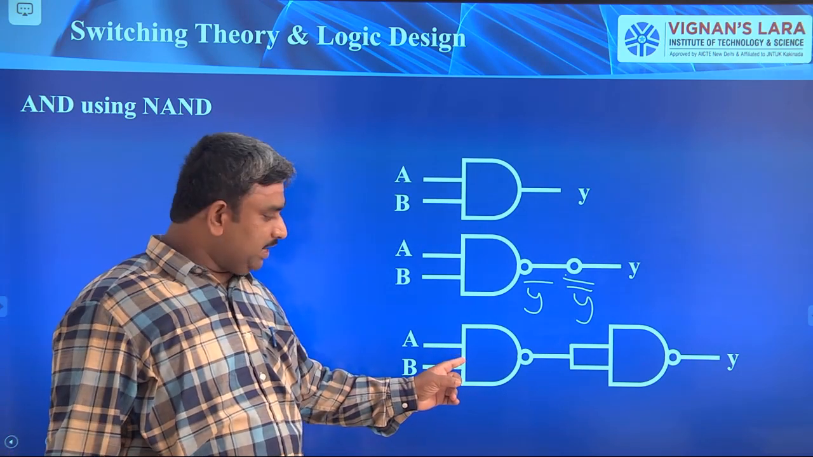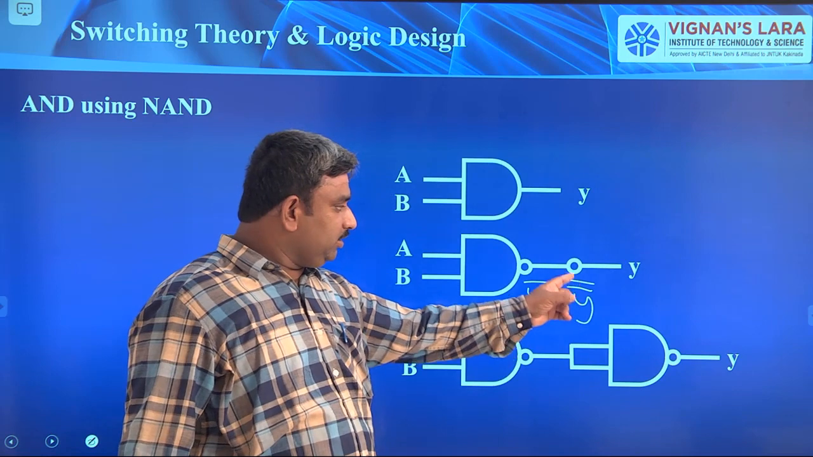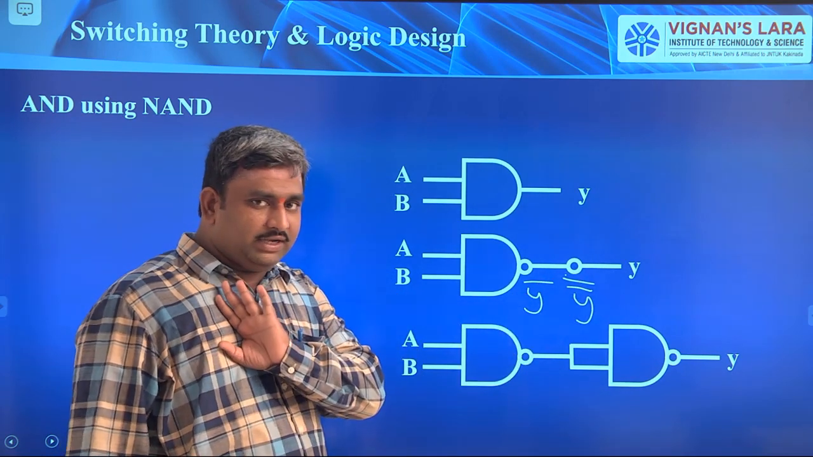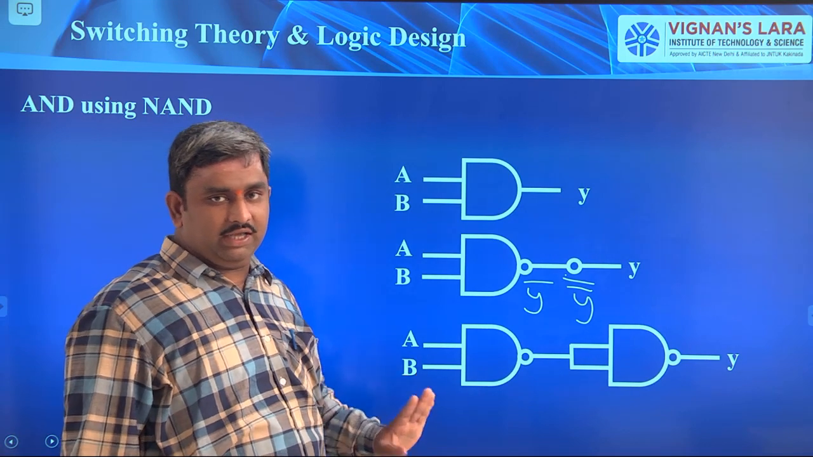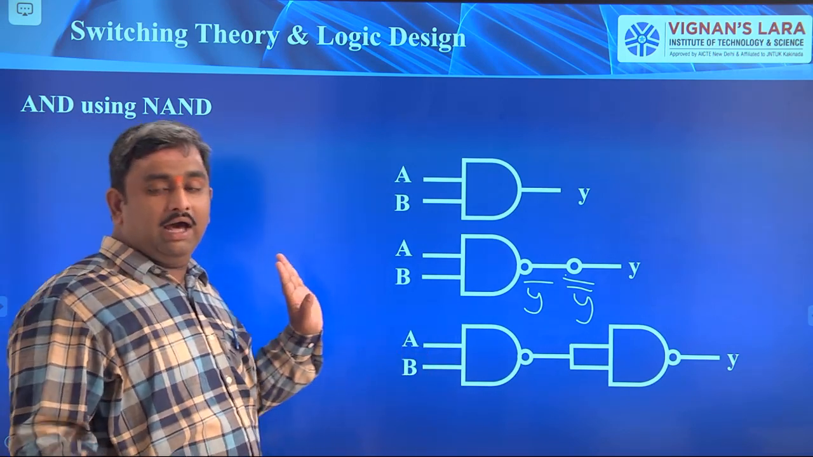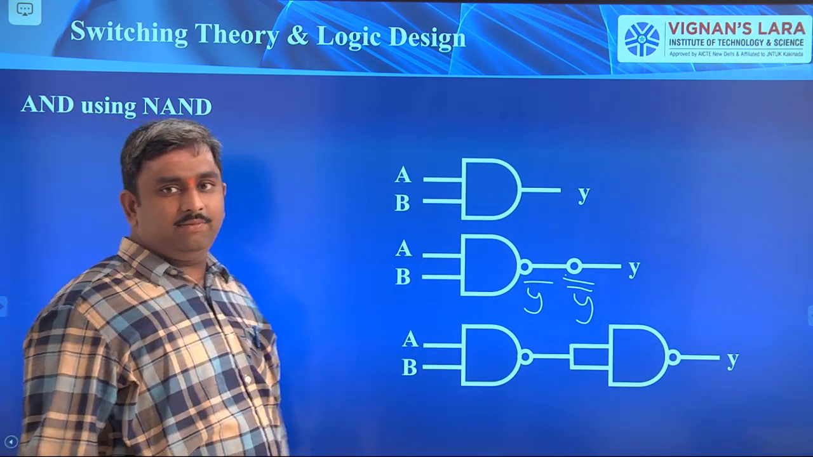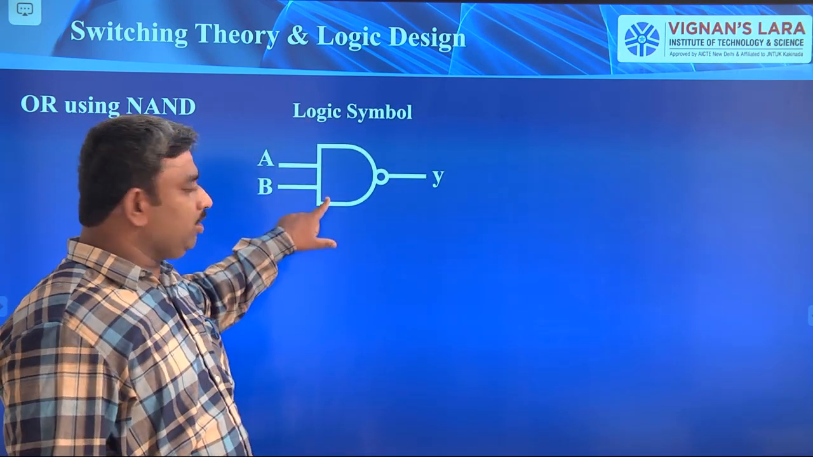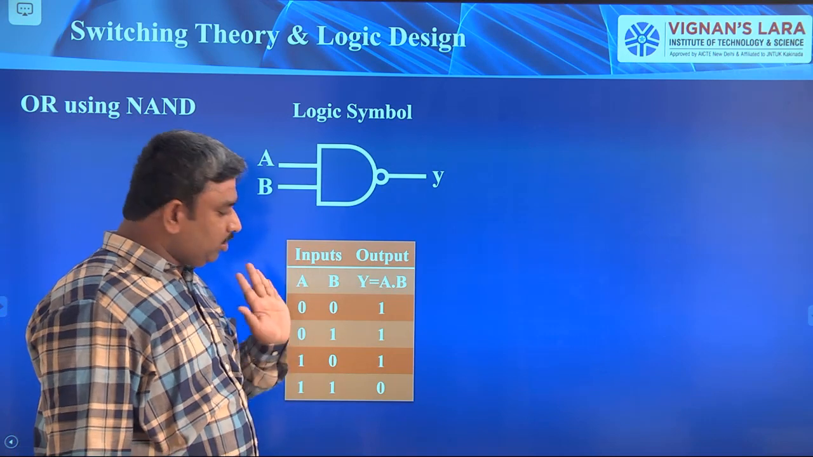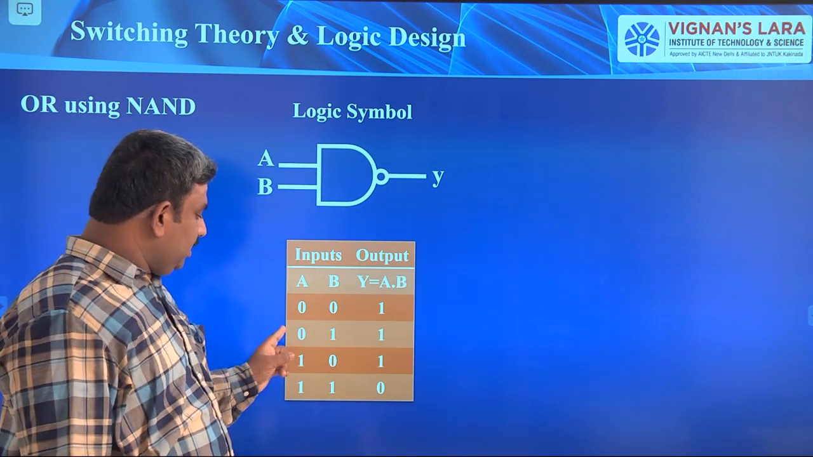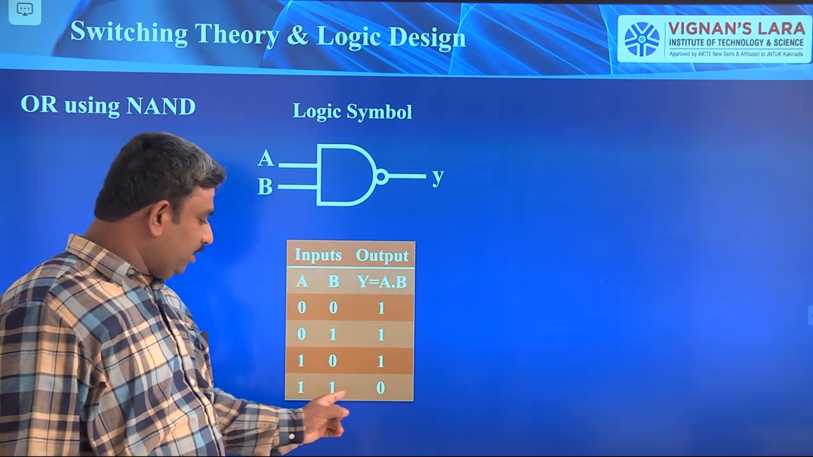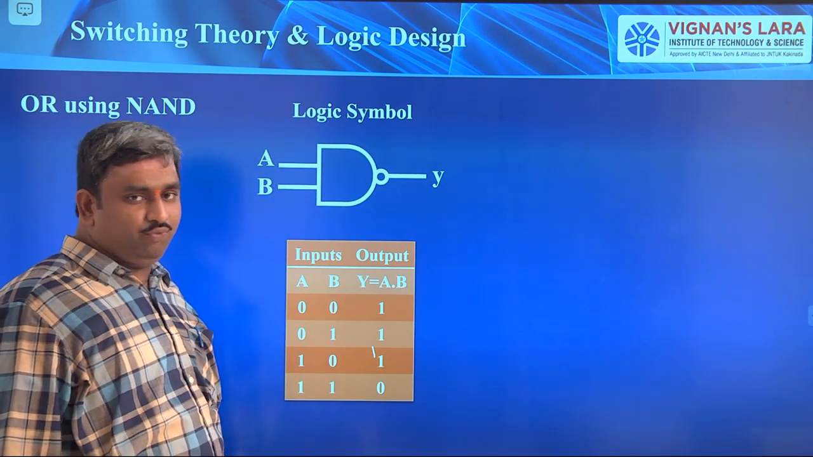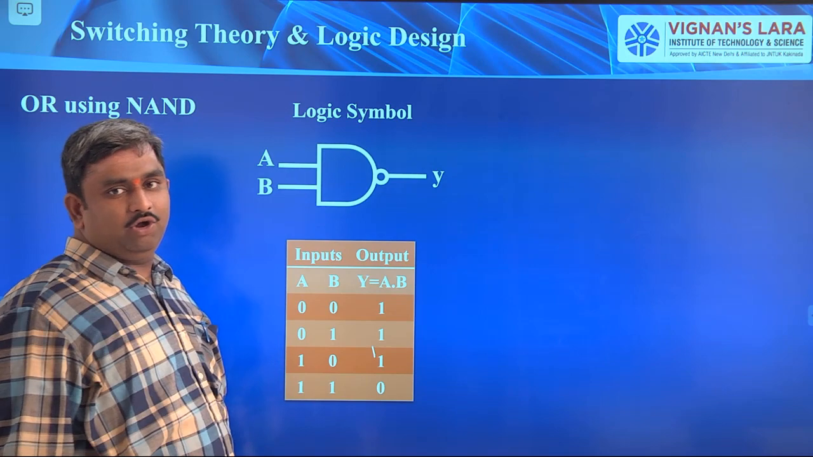So this is the first NAND gate and this is the second NAND gate. This bubble also I am representing using a NAND gate. I am not taking any NOT gate, AND gate, or OR gate here. Only NAND gates. In the same way, for representing the OR gate also, see here. This is the logic symbol of the NAND gate, and this is the logic operation of the NAND gate. If both inputs are 1, 1, then only the output is 0. In the remaining situations, all the outputs are 1. So this is the NAND gate operation.